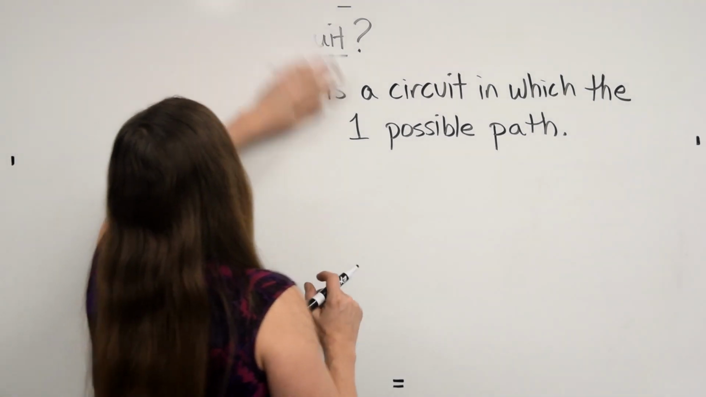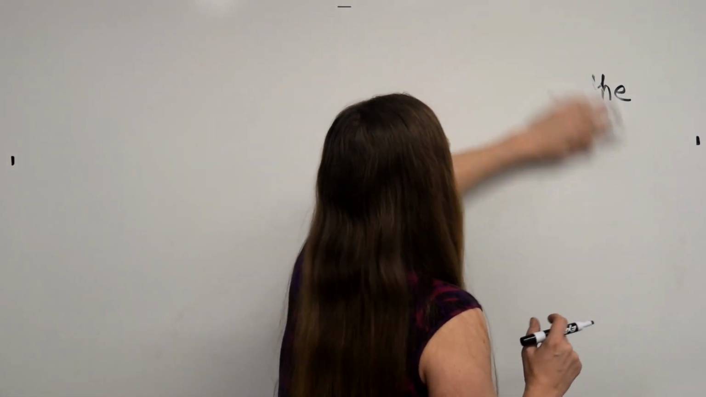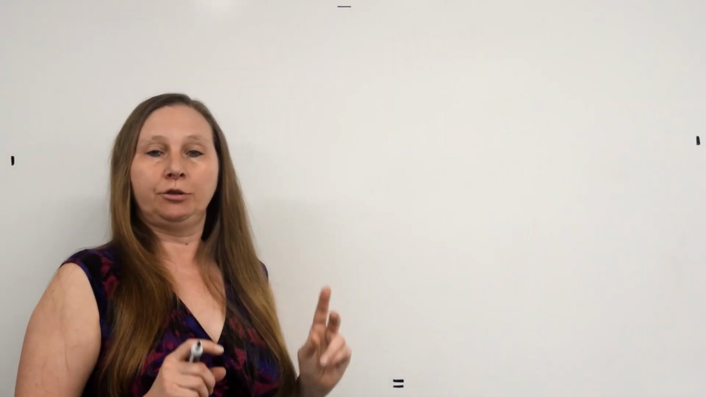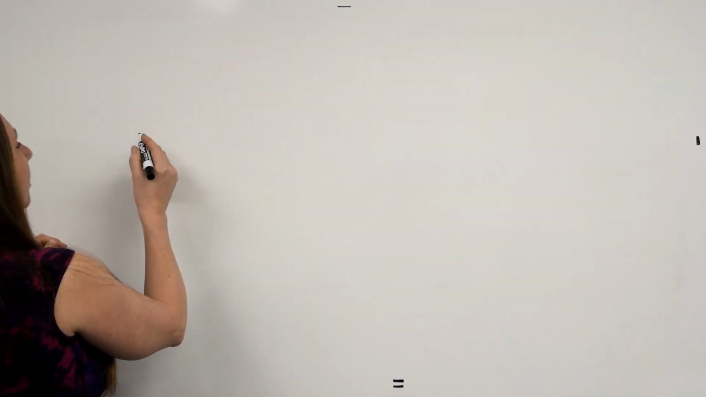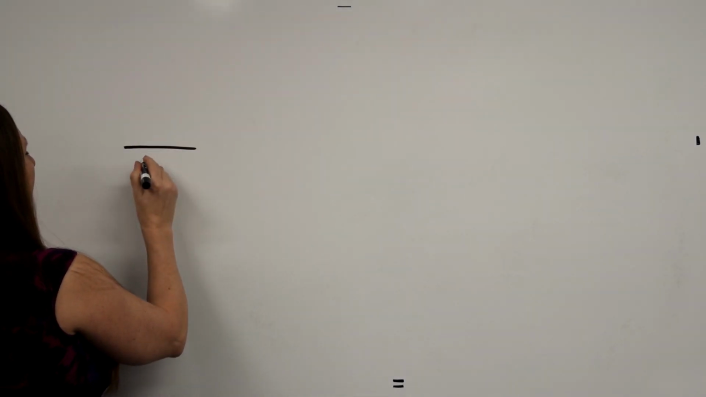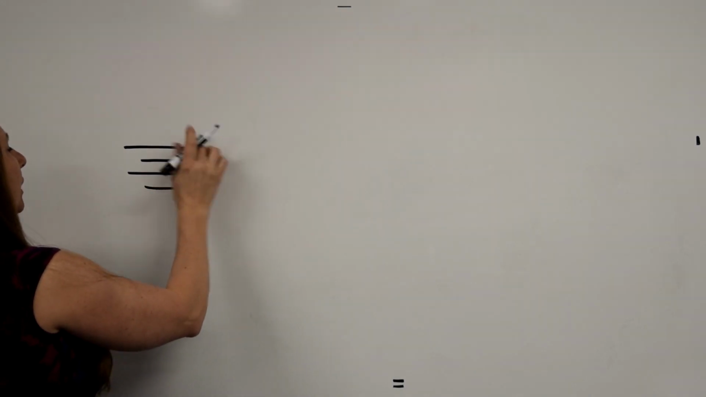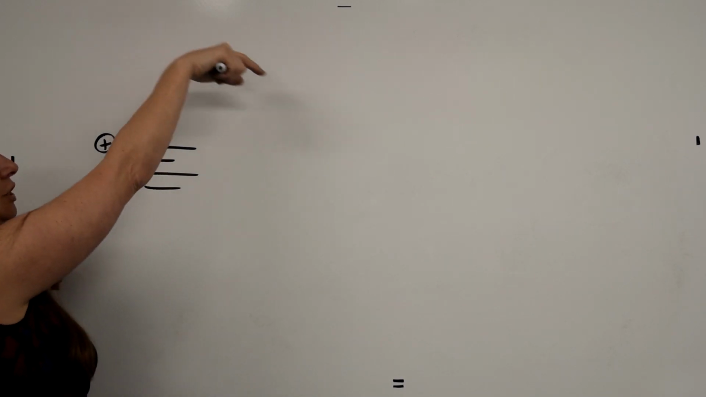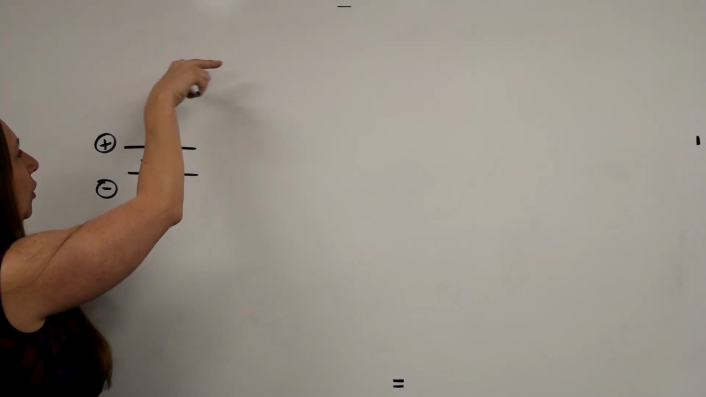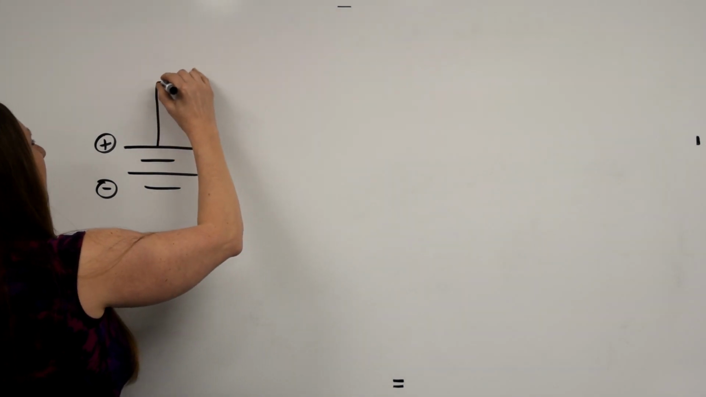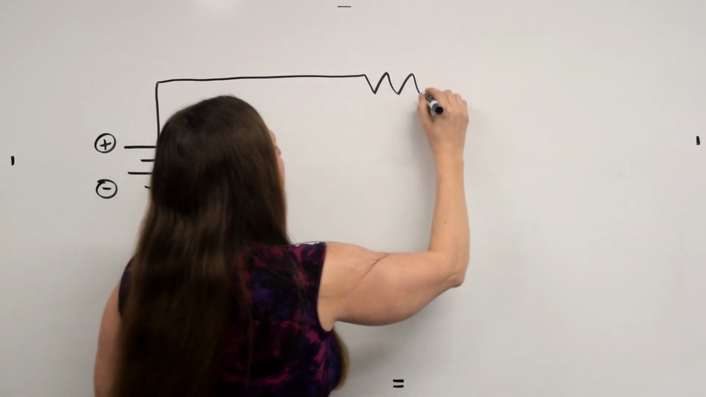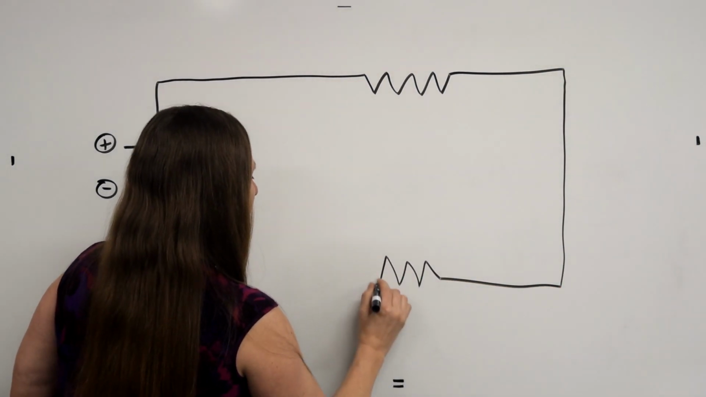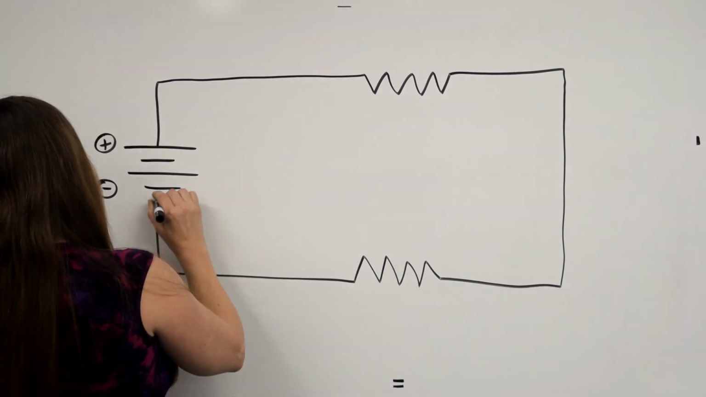So now draw a series circuit with a 60-volt battery and two 3-ohm resistors. So here's the battery: positive, negative, positive, negative. I'm putting the positive on top and the negative on the bottom because we're going to have our conventional current go this way. So here's our first resistor, and we'll put our second resistor over here. Okay, and then back to the battery.